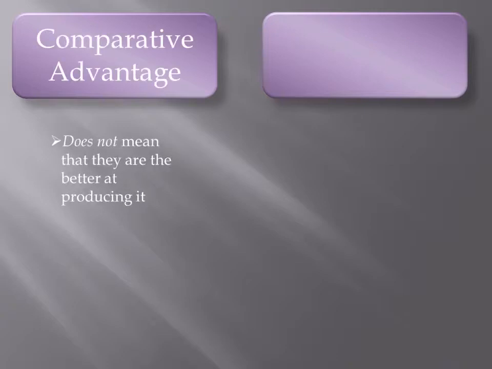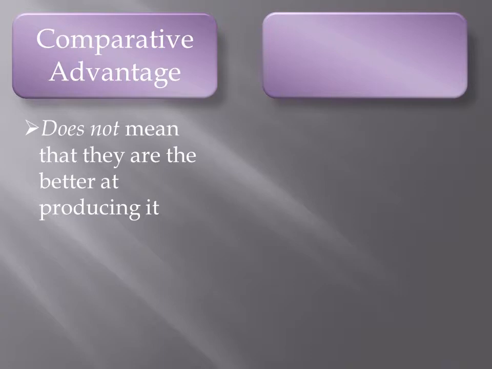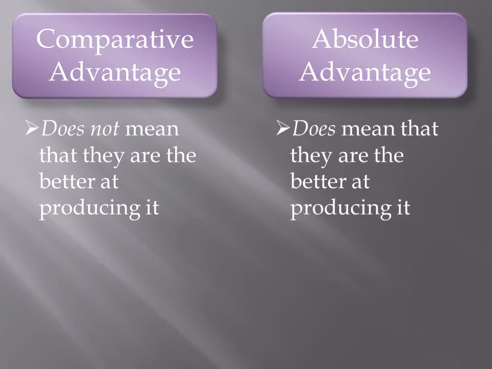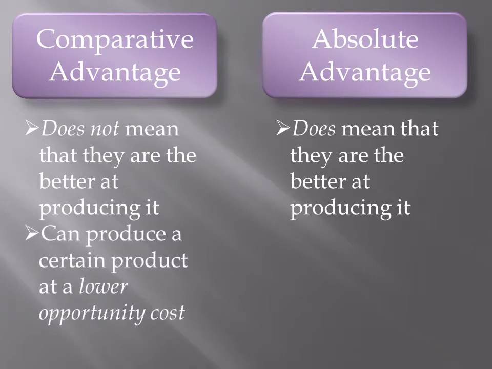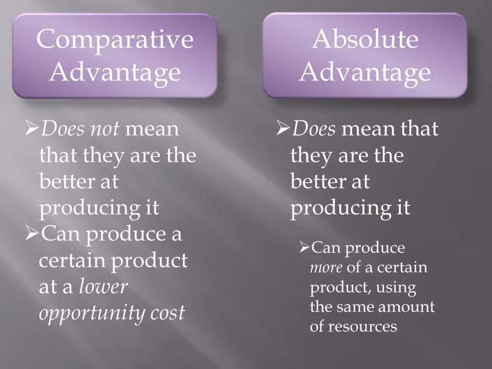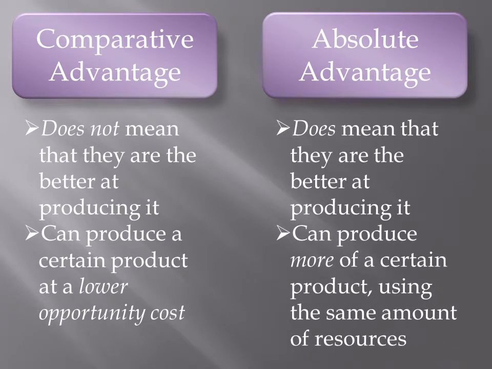So as I was saying, just because someone may have the comparative advantage does not necessarily mean that they are better at producing it. The person who can produce it better would have the absolute advantage. Having the comparative advantage would mean that they are able to produce a certain product at a lower opportunity cost, whereas having an absolute advantage means that they are able to produce more of a certain product using the same amount of resources.